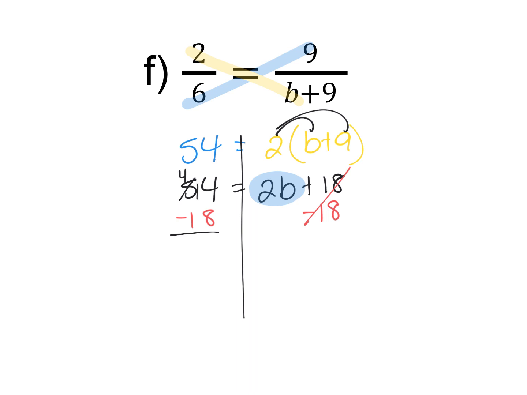What is that? That's going to be 36 is equal to, the only thing that's left on the right is 2b. And how do you get that 2 off of the b? Well, you divide it off. Divide by 2, divide by 2. So your b is going to be 36 divided by 2, which is 18.